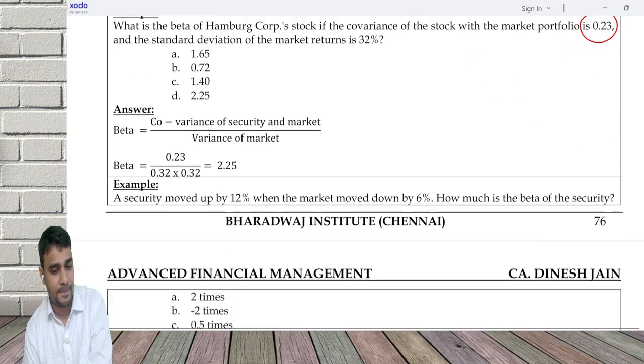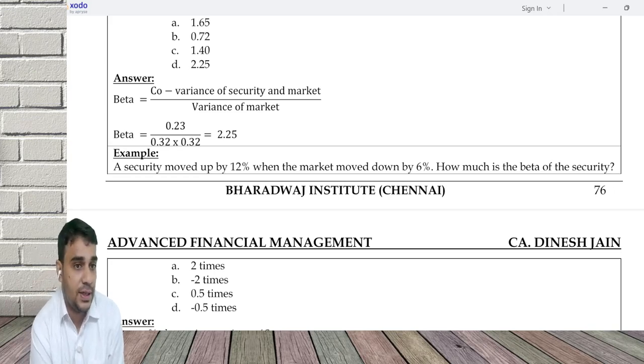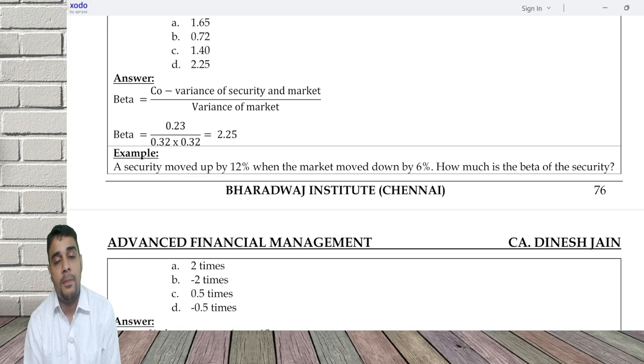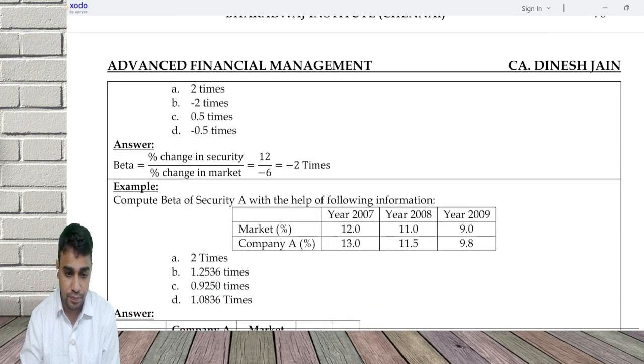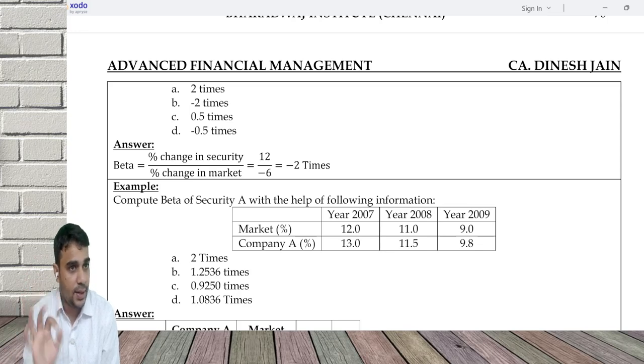That led to some deviation. I'll explain later. Security moved up by 12%. Market has moved down by 6%. Can you tell me what is the beta? Minus 2, not 2, minus 2, because the market is moving down and the security is moving up. This is the situation where we will use x, y, xy and y square, because the only thing I need is beta.